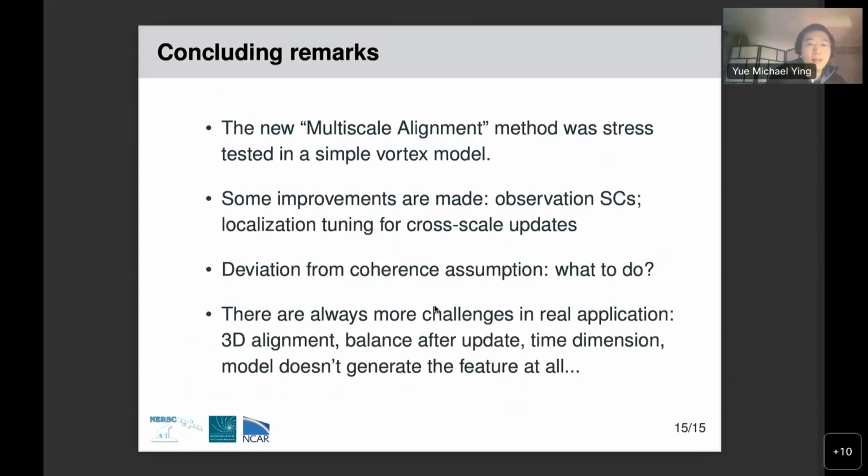So I've stress tested the multiscale alignment, and there are some problems with the coherence assumption, and also the weakening of the vortex peak maximum wind. But we are trying to solve this. There are also more challenges in real applications when we go to three dimensions, and maybe we have some issues with physical balance. Yes, happy to take questions.